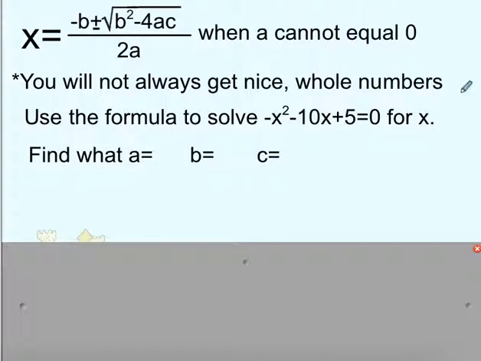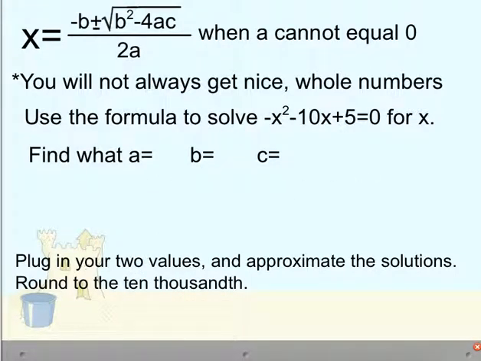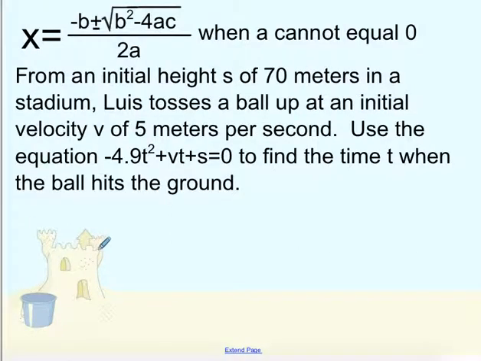All right, another one for you here, and I'll let you try this one on your own. It's just the same procedure like we've been doing, and then I'll show one more word problem here and we'll be finished. So from an initial height of 70 meters in a stadium, Luis tosses a ball up at an initial velocity of 5 meters per second. Use the equation negative 4.9 t squared plus vt plus s is equal to 0 to find the time when the ball hits the ground.